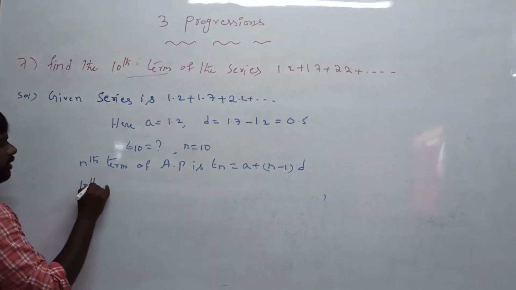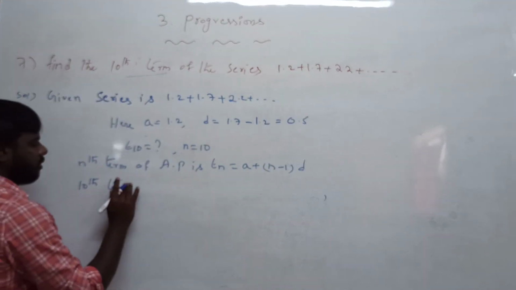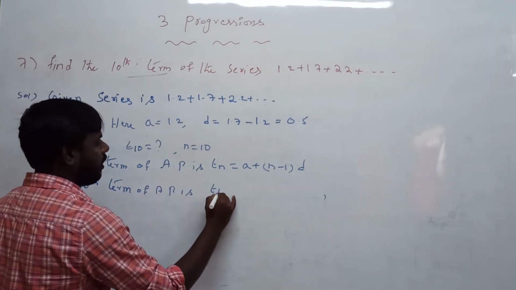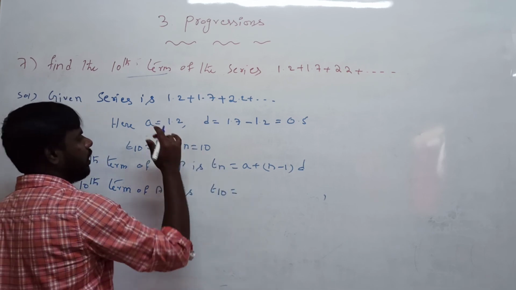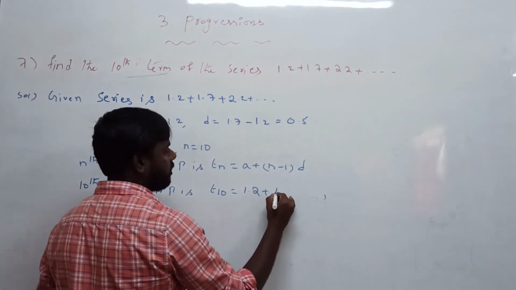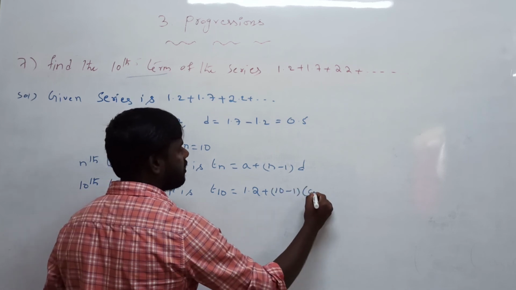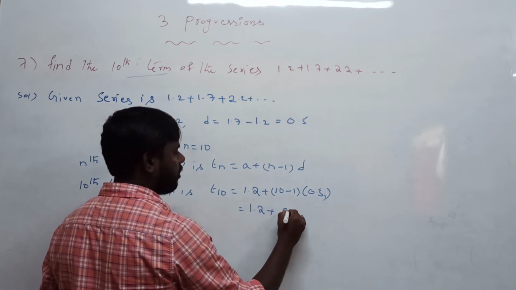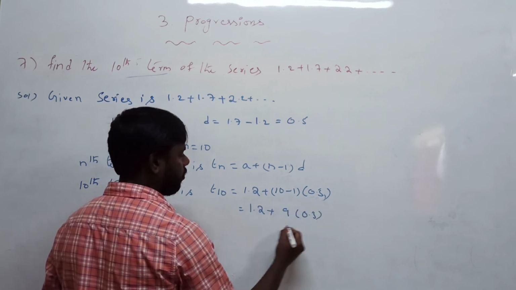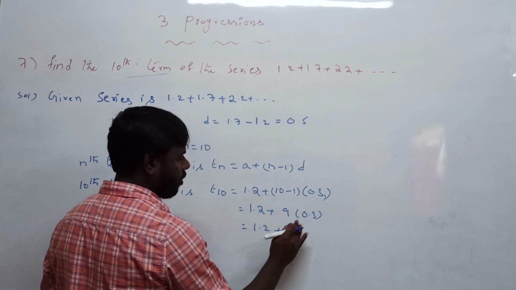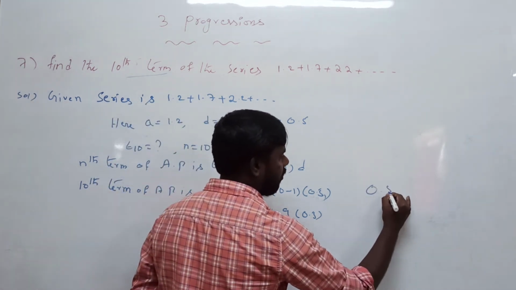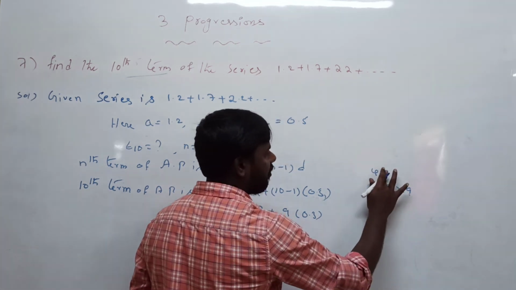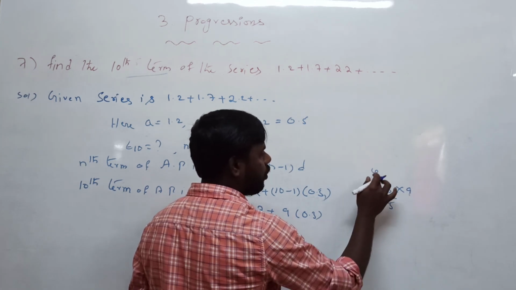Now they ask for the 10th term of the arithmetic progression. What is the a value? 1.2. The n value is 10 minus 1, into the d value, 0.5. So 1.2 we write as it is. 10 minus 1 is 9, into 0.5. I have to calculate 9 into 0.5. 9 fives are 45, so write 5 here, and the remaining is 4.